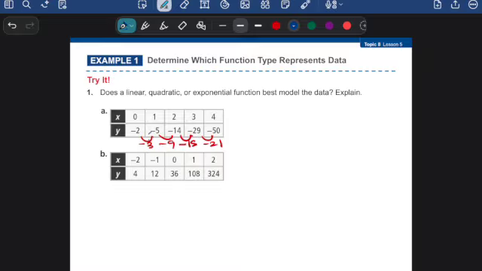Let's check our second differences. So what's the difference to go from -3 to -9? My difference is 6. If I'm going from -9 to -15, what's my difference? -6. If I'm going from -15 to -21, what's my difference? -6. So I have a constant second difference, therefore it is quadratic.